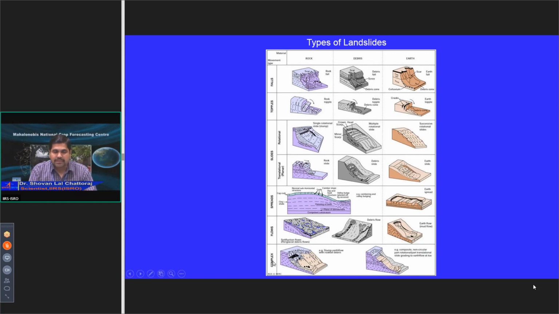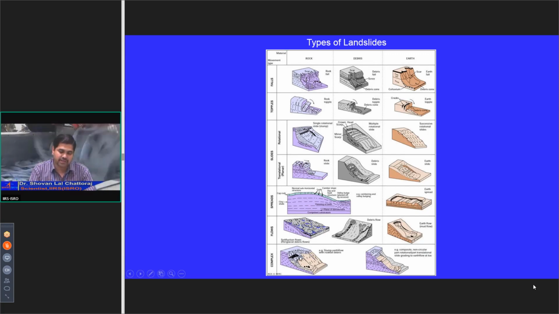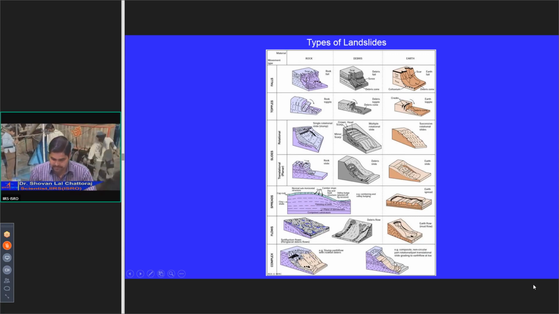And the last one will be the complex. We all know that big landslides cannot be of one single type described here. They are a mixture of more than one type of landslide, and that is why they are complex. Maybe in the beginning at the source zone the landslide is simply a rock fall, and at the end it has become an earth flow or debris flow. That is why they are complex.